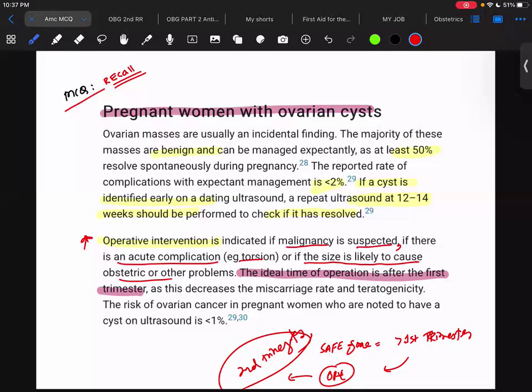we can also take out the other parts involved by the malignancy. It can be a salpingo-oophorectomy if the fallopian tube is also involved. One important point is that the second trimester is when we go for operative interventions, as this decreases the miscarriage rate and teratogenicity. The risk of ovarian cancer in pregnant women who are noted to have a cyst on ultrasound is less than 1%.